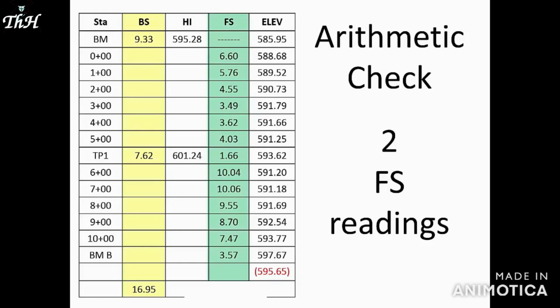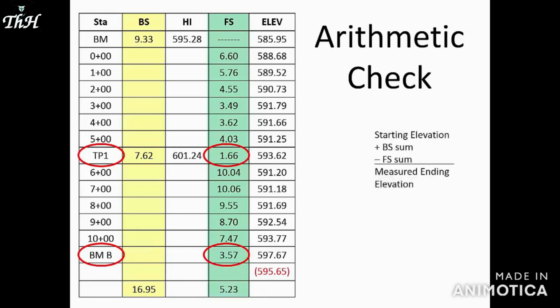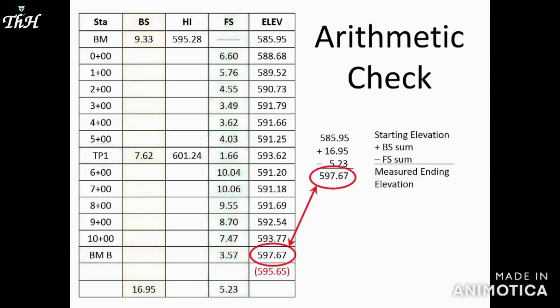So here's the rule for selecting the correct foresights. Use only those foresight readings taken at turning points and at benchmarks. The foresights taken on the profile stations do not affect the closure of the circuit. Thus, applying this rule, the sum of foresights on our turning point and benchmark is 5.23 feet. Here you can see that our arithmetic check confirms that the closing elevation in the field notes is correct. If these two results don't match, then there is an arithmetic blunder that must be found and corrected.